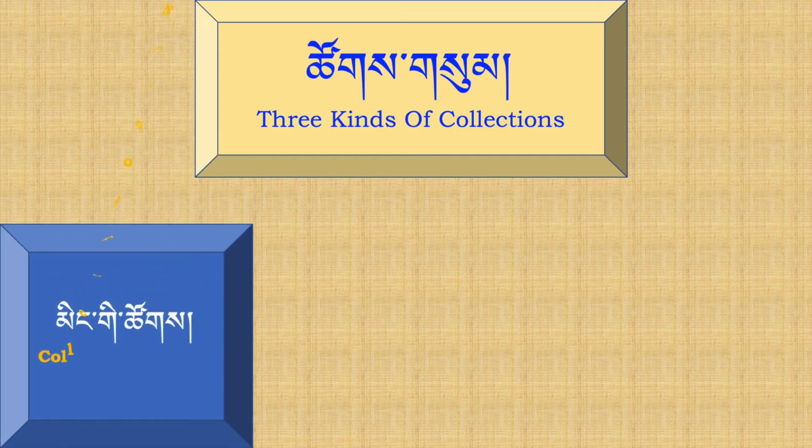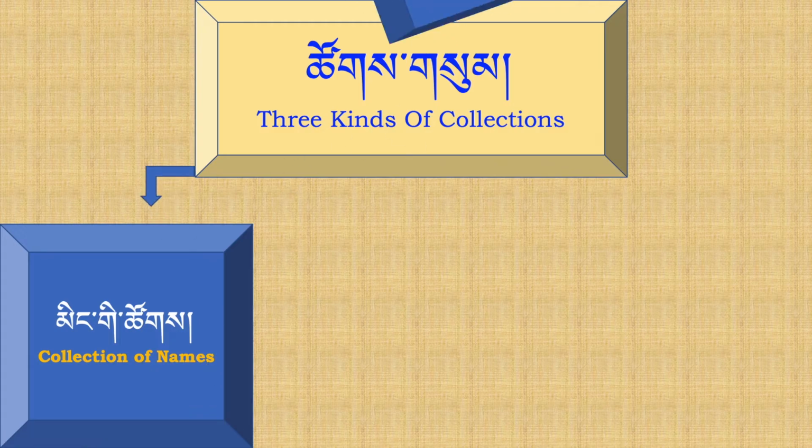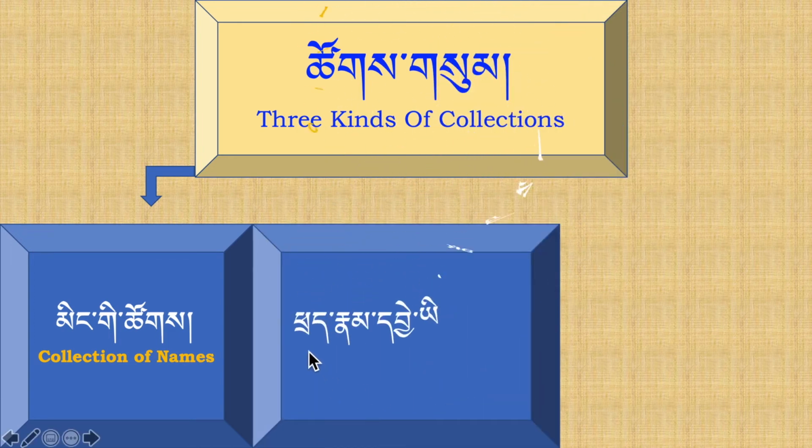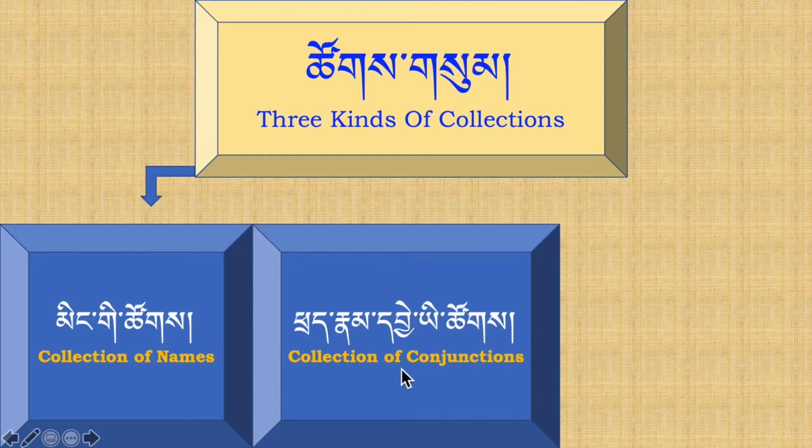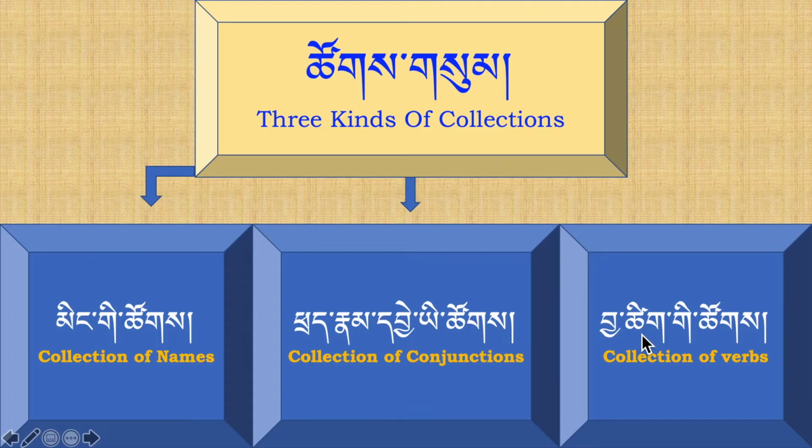The first one we call Mingi Tsok, collections of names. The second one is Te Namyegi Tsok, collection of conjunctions. The third one is Jatsigi Tsok, collection of verbs. So now we have to learn these three.